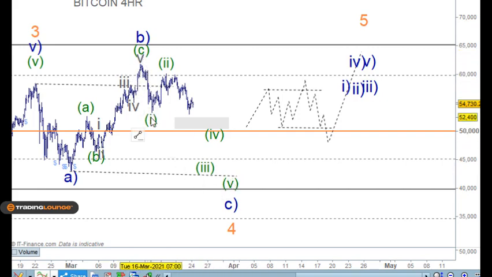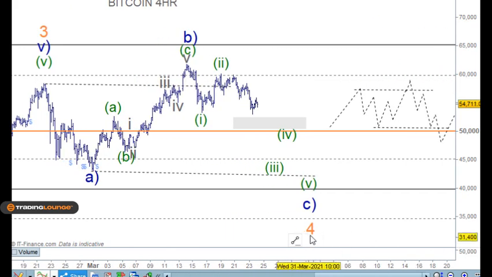So in this case we have wave 1 in place and wave 2 here, and we're looking for wave 3 to continue to move down, and wave 4 and wave 5. So that's one of the counts that we're working through. And yeah, that will just continue to move lower.